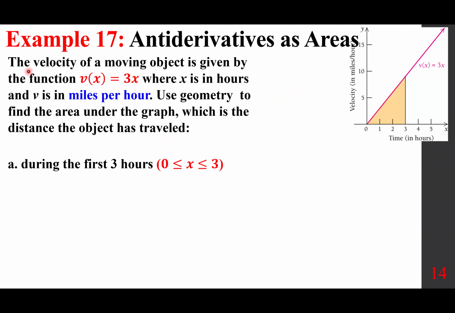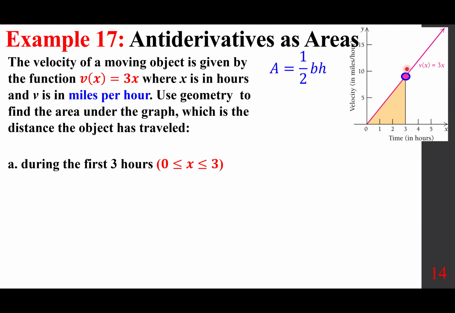The velocity of a moving object is given by the function v of x is 3 times x, where x is in hours and v is in miles per hour. Use geometry to find the area under the graph, which is the distance the object has traveled. During the first 3 hours, x is between 0 and 3. Okay, so having said that, v of x is 3x, and at 3, we can locate this one. Obviously, it must be 3 comma 9.